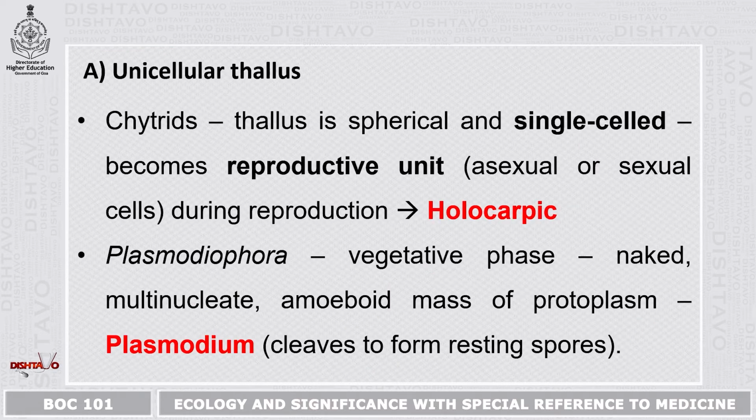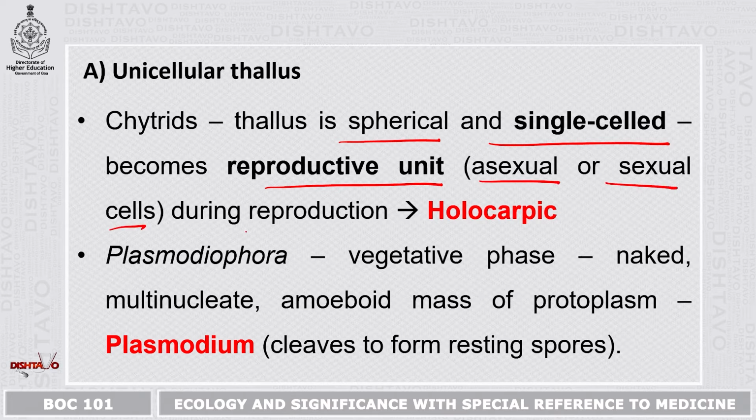So unicellular thallus is basically found in the species of chytrids. Here the thallus is spherical and single celled, which becomes the reproductive unit. So they perform the function of both asexual as well as sexual cells during the reproduction phase. And the whole cell which acts as a reproductive unit is called the holocarpic form of fungi.